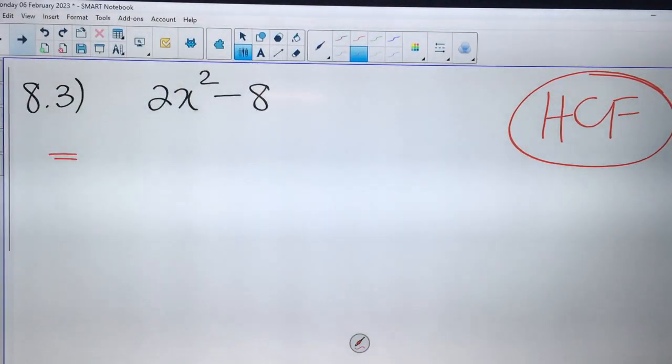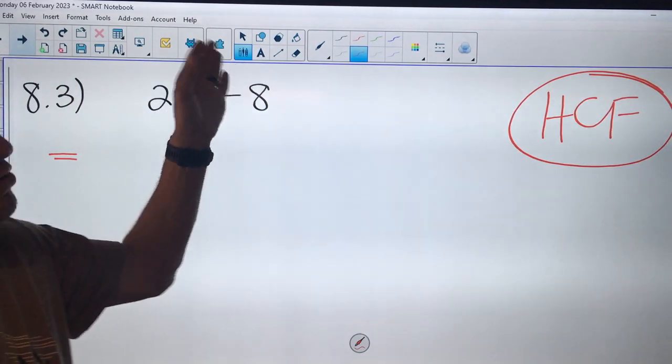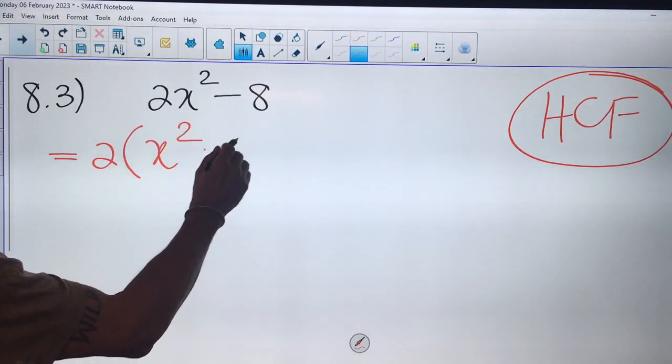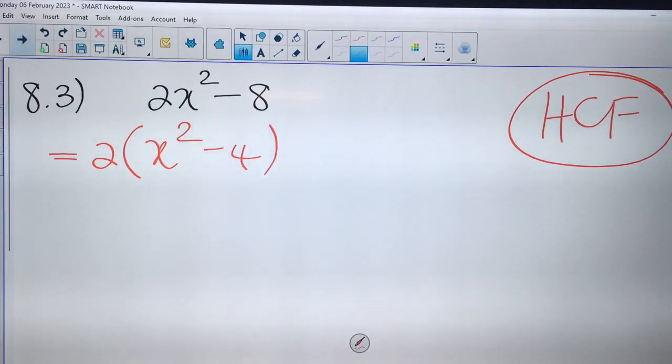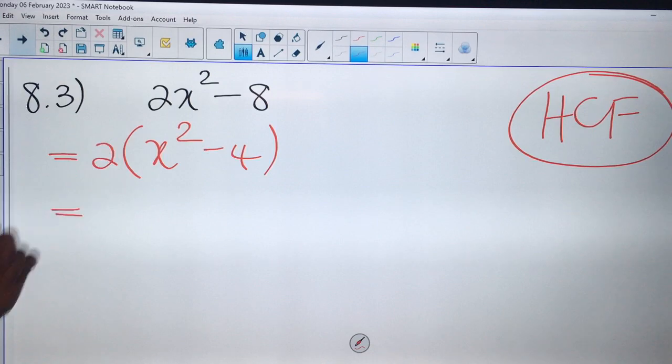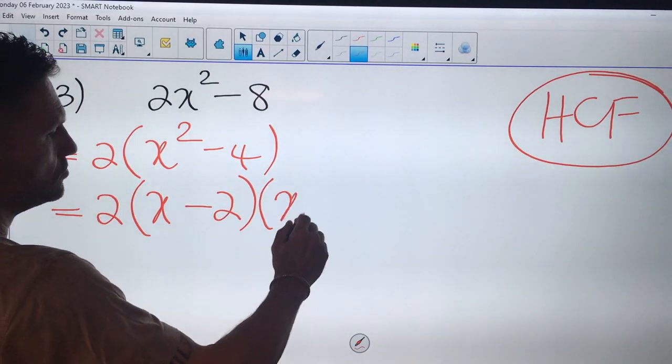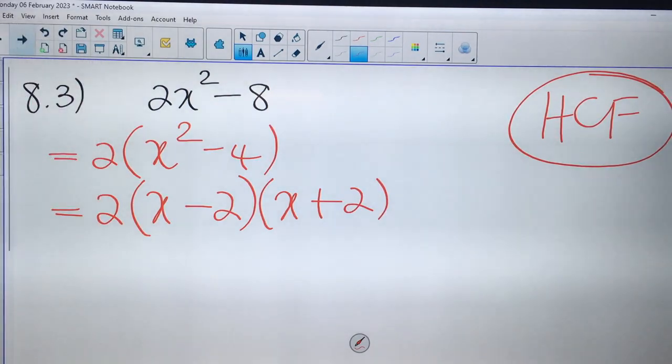What does that stand for? Highest common factor. So what is the highest common factor between 2 and 8? 2. So we remove 2, x squared minus 4. So that is already worth 1 mark. And then you need to recognize this to be a difference of two squares. So that will be x minus 2 and x plus 2.